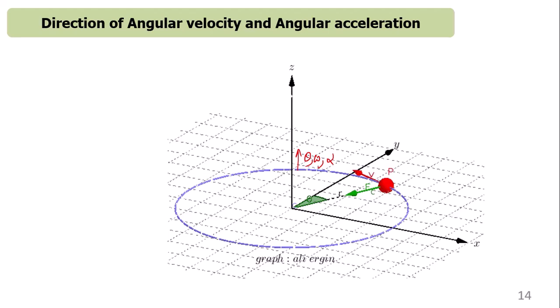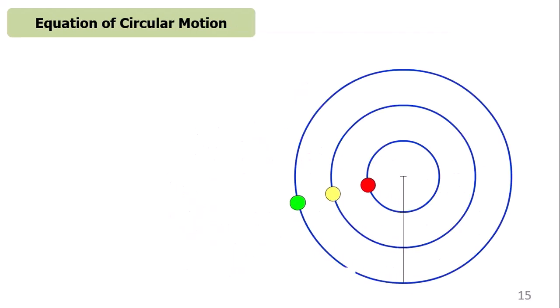What is this axis? This axis is the rotational axis. All the particles are rotating about the z axis. So the direction of theta, omega, alpha should be either along the z axis or the negative z axis. That's why they are known as axial vectors. Understood? Okay. Now we go into the equations.